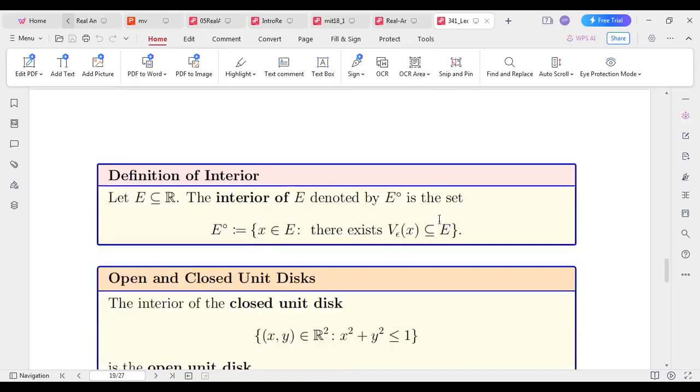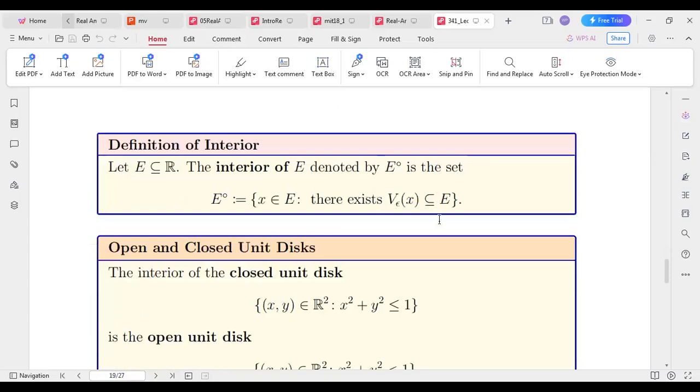Now, what is the actual definition of interior? Let E be a subset of real numbers. The interior of E, denoted by E naught, is the set of x belonging to E such that there exists a ball with center x and radius epsilon which is contained in E. In that case, this is called the interior of a set.